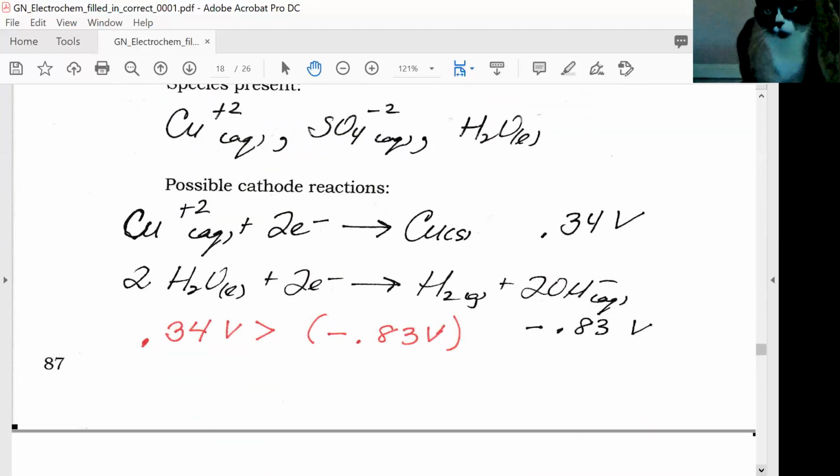So our possible cathode reactions would be copper ion in solution plus 2 electrons goes to copper solid, with 0.34 volts. Or water liquid plus 2 electrons goes to hydrogen gas plus 2 hydroxide, that's minus 0.83 volts. So 0.34 volts is greater than minus 0.83 volts, so that means we pick this one.